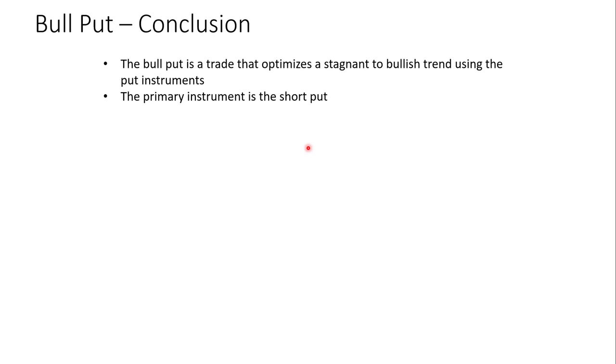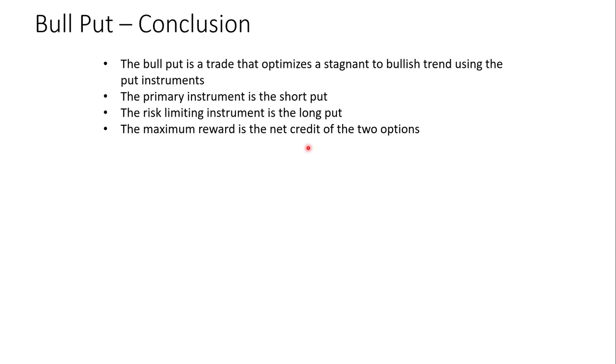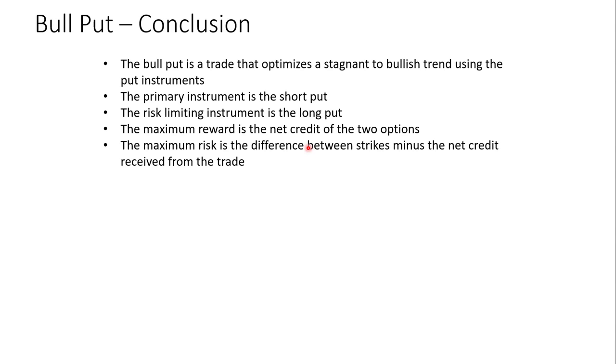The primary instrument is that short put. Our risk limiting instrument is the long put. My maximum reward is the credit that I receive on the transaction. The risk is the difference between the two strikes, so the long and the short, minus that net credit that you received.